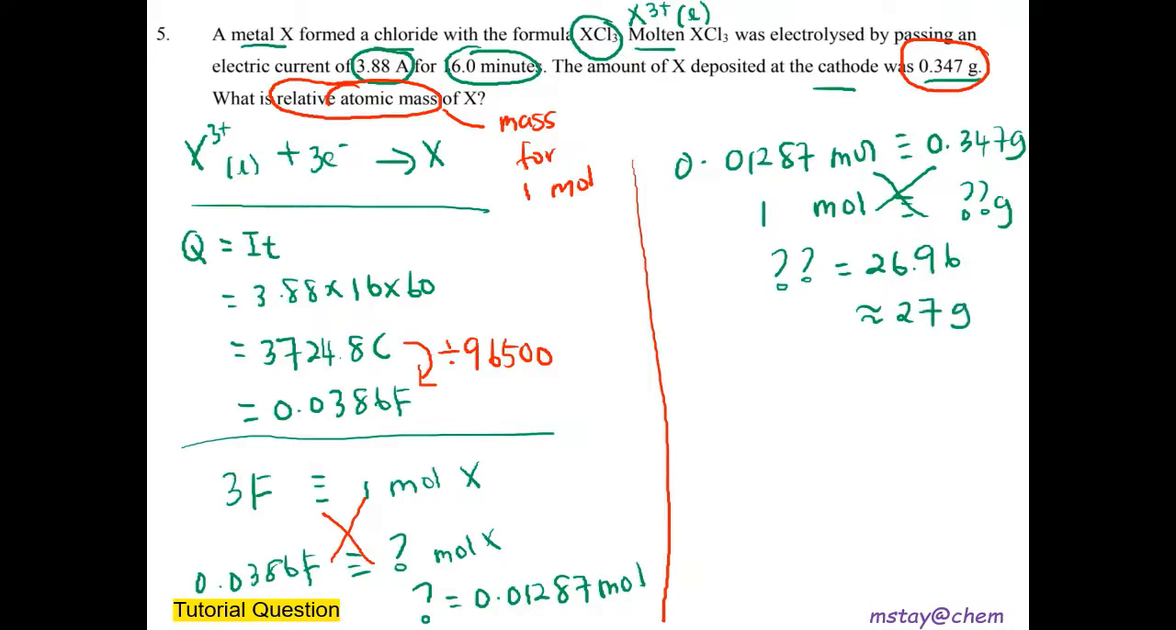So when this is the mass, remember that the question asks for relative atomic mass. So you have to rewrite it again. Relative atomic mass, okay, I use the short form, relative atomic mass of X is 27, because relative always has no unit.